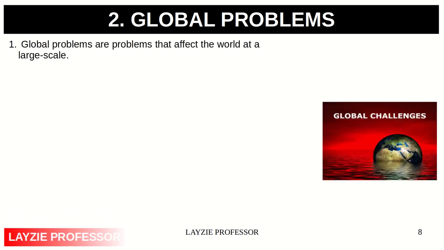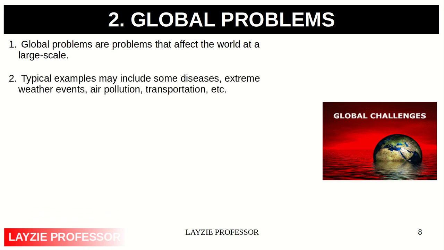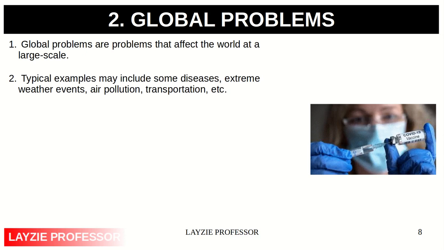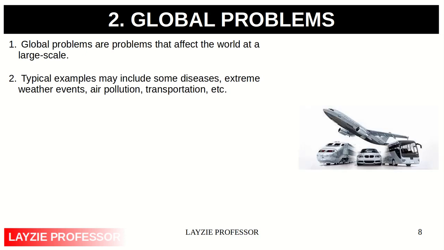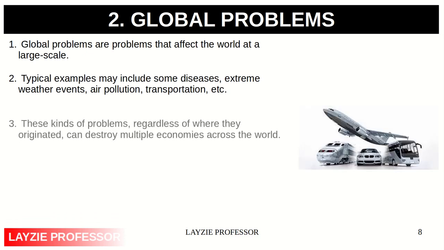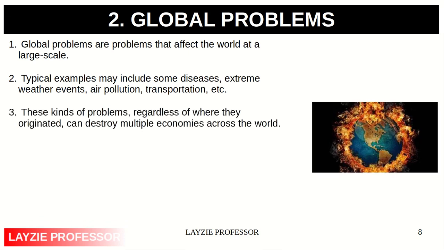So let's look at global problems. Global problems basically are problems that affect the world at a large scale. Typical examples of global problems include diseases, extreme weather events, air pollution, transportation, etc. These kinds of problems are global because regardless of where they originate, they have effects that can destroy multiple economies, or multiple countries across the world at a time.